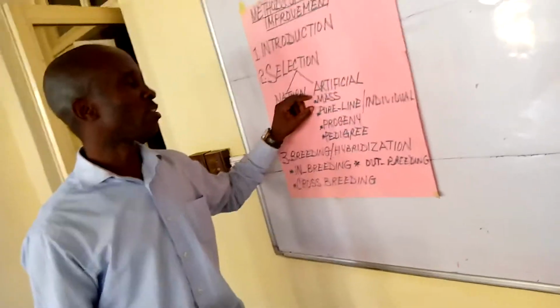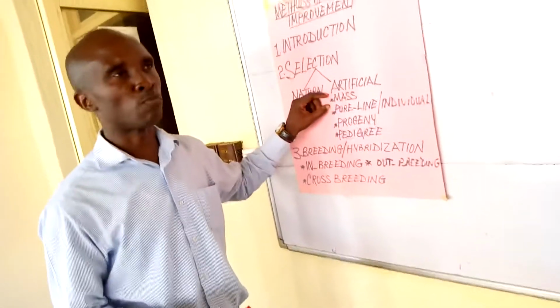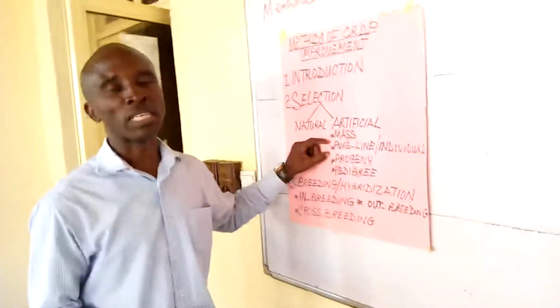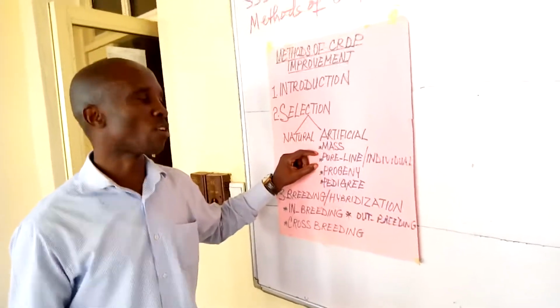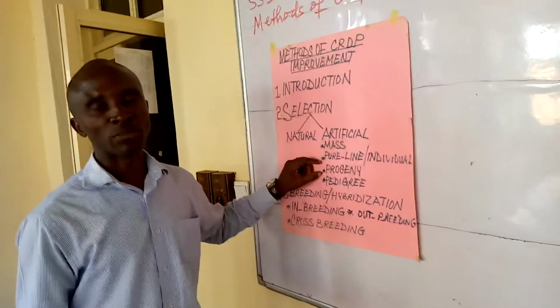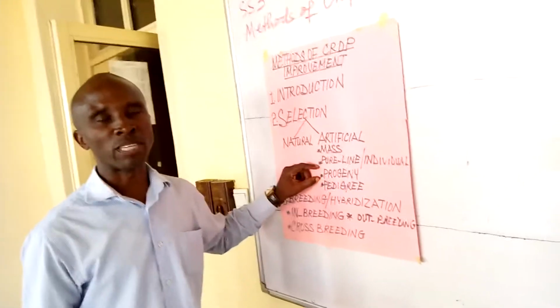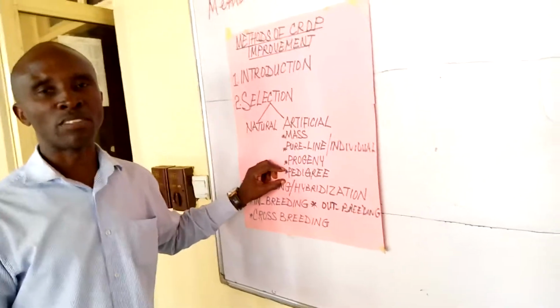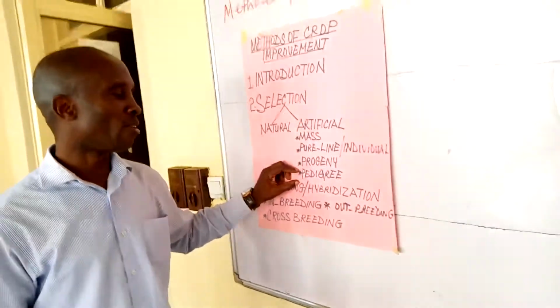Mass selection, the crops are selected in a group based on the performance of the whole group. Pure line selection or individual selection, the crop is selected based on its performance as an individual crop. Progeny selection, the crops are selected based on the performance of their offspring. Pedigree selection, the crops are selected based on performance of their parents or offspring.